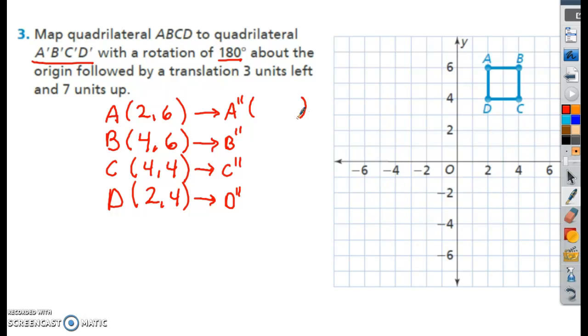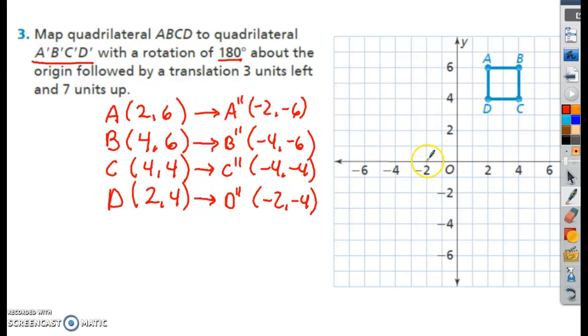So when I flip this upside down, my x and y stay the same, which means my 2 and my 6, my 4 and my 6, these numbers are going to stay the same, but they're opposite signs. So instead of positive, positive, it's going to be down here in the opposite quadrant, so they're going to be negative, negative. So I'm going to have negative 2, negative 6, negative 4, negative 6, negative 4, negative 4, and negative 2, negative 4. And I do want to name them as I go.